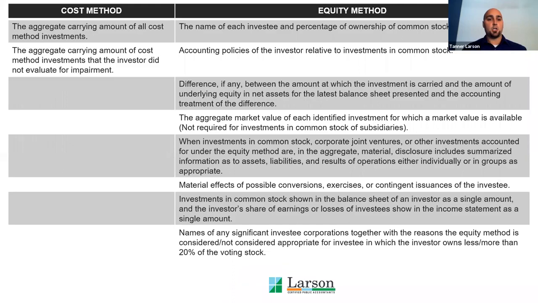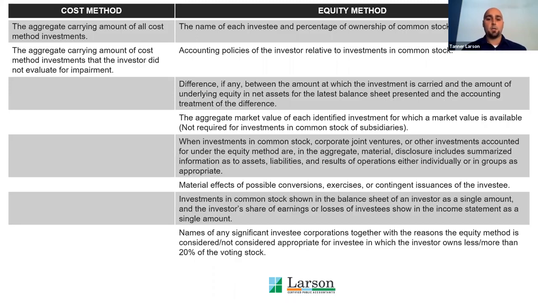All right, then getting into disclosures. Cost method is pretty simple. You just need to disclose the aggregate carrying amount of all cost method investments that you hold. And then if you have not evaluated any for impairment, you need to disclose that fact and which companies you have not evaluated for impairment.